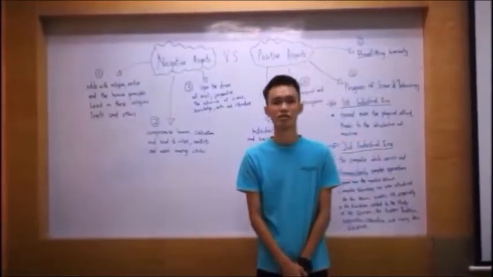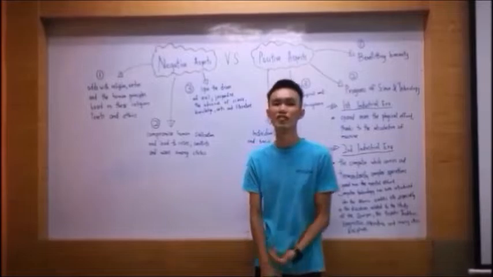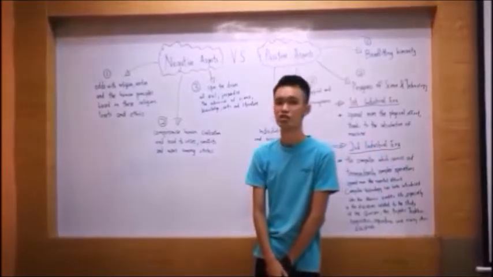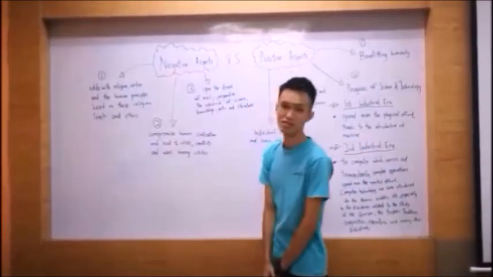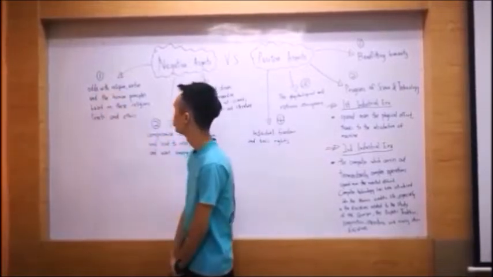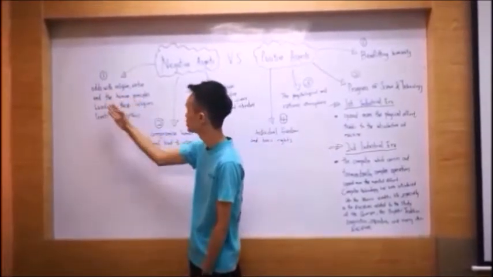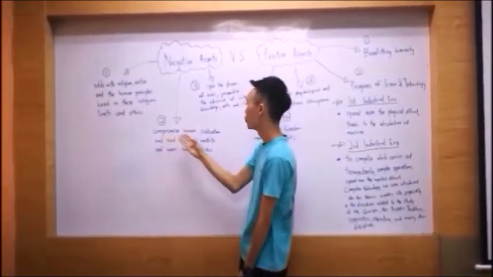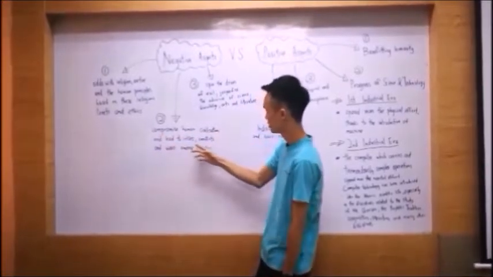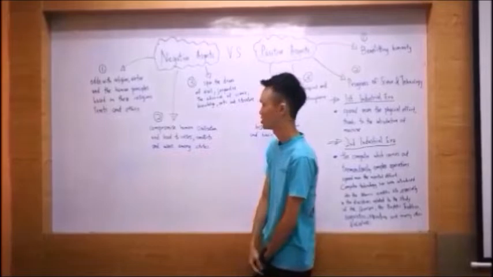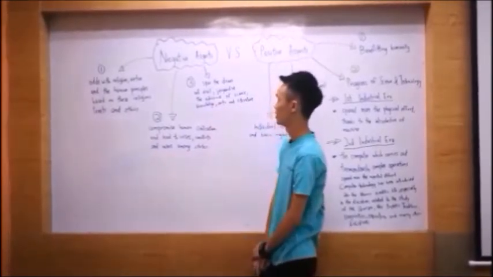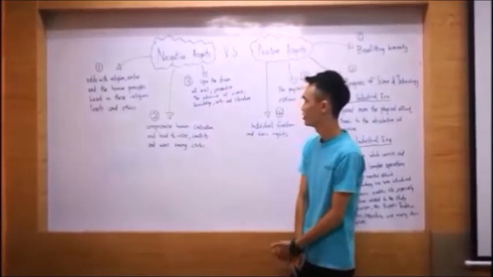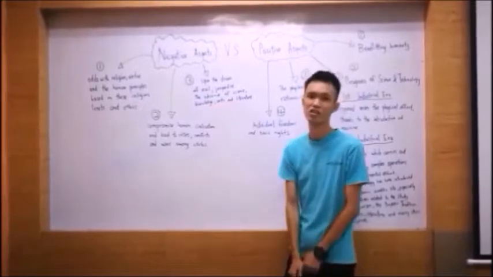Besides the five characteristics that help us to recognize Western civilization, next we're going to talk about the negative aspects and the positive aspects of Western civilization. The negative aspects are: first, it parts ways with religion, virtue, and the human principles based on religious teachings and ethics. The second negative aspect is that it compromises human civilization and leads to crisis, conflicts and wars among states. And the last negative aspect is that it spurs the drives of evil and jeopardizes the advance of science, knowledge, art and literature.